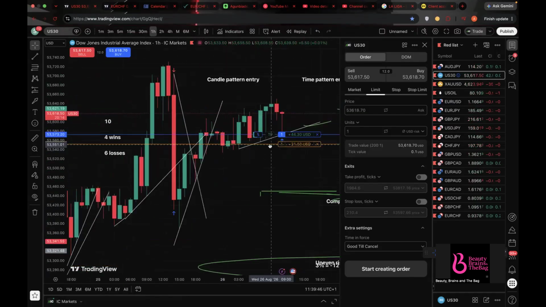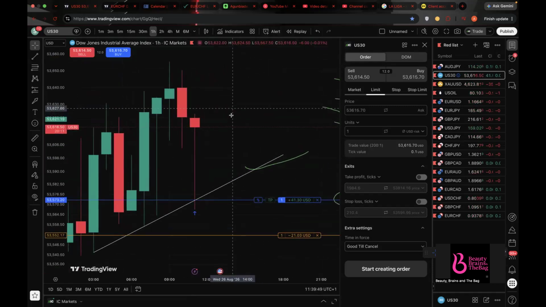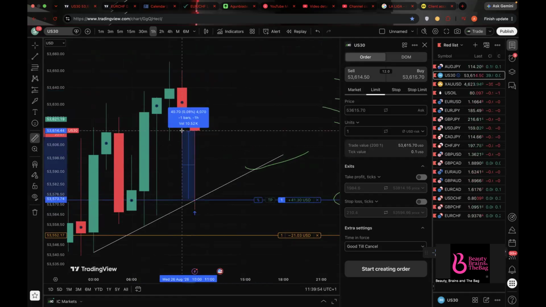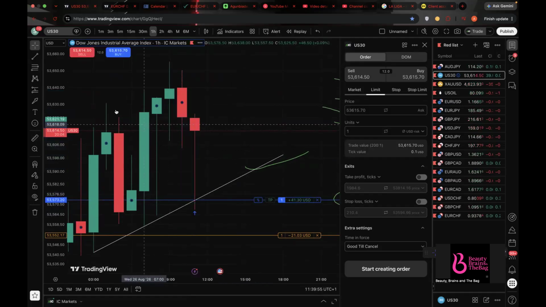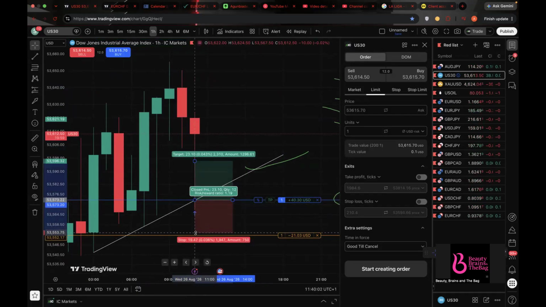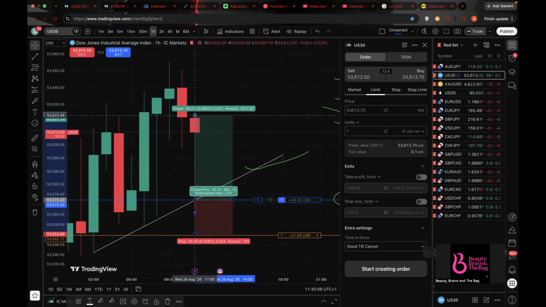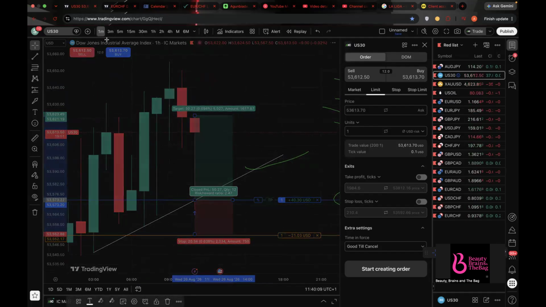Look at the aesthetic trade. See, this was the entry point here. It seems to have already hit TP1. Okay, it's not hit TP1, but it's already a 1 is to 2 risk to reward ratio, because the stop loss is 20 pips and TP1 is 80 pips rather.